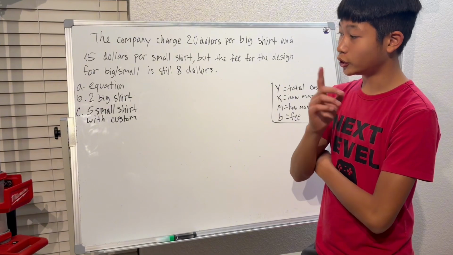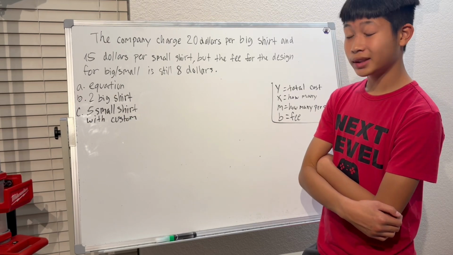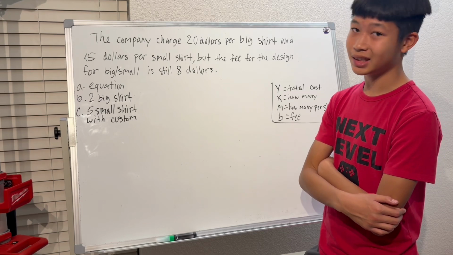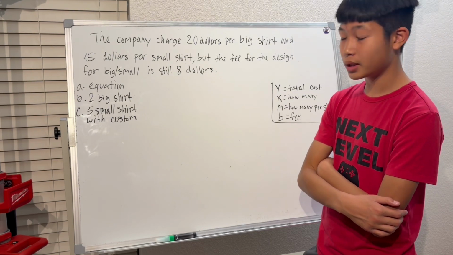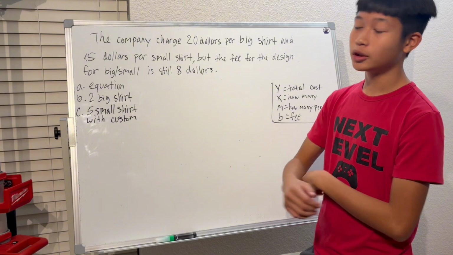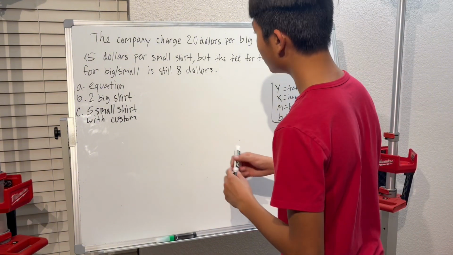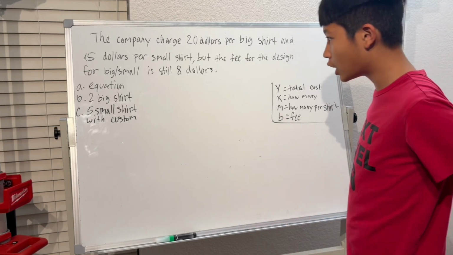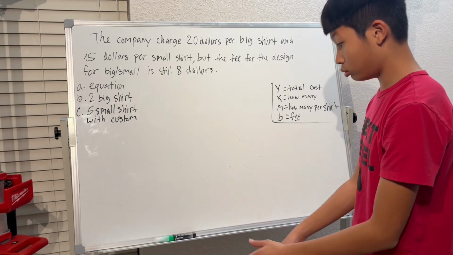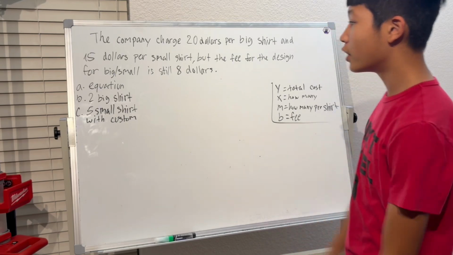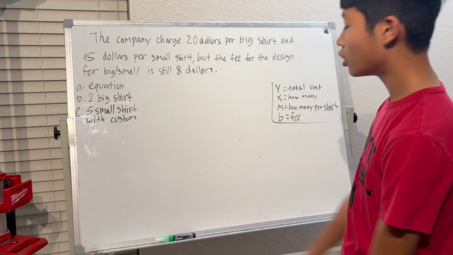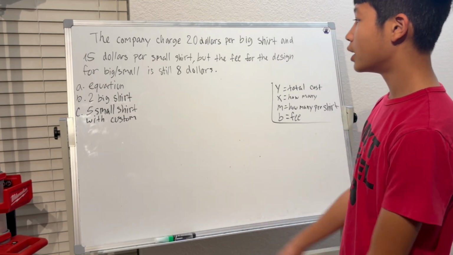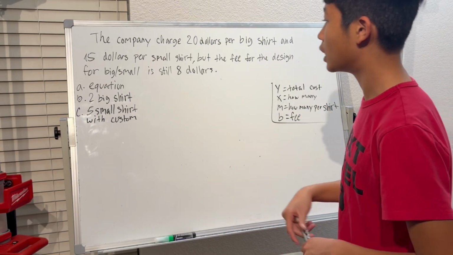And I want you to do part C on your own. Part C is kind of hard, so make sure you do it carefully, okay? This problem is not the same as the other problem. Same a little bit, but let's do part A. Part A, write the equation. Let's read through it first. The company charged $20 per big shirt and $15 per small shirt. But the fee for the design, big or small, is still $8. So whether it's big or small, the design is still $8.